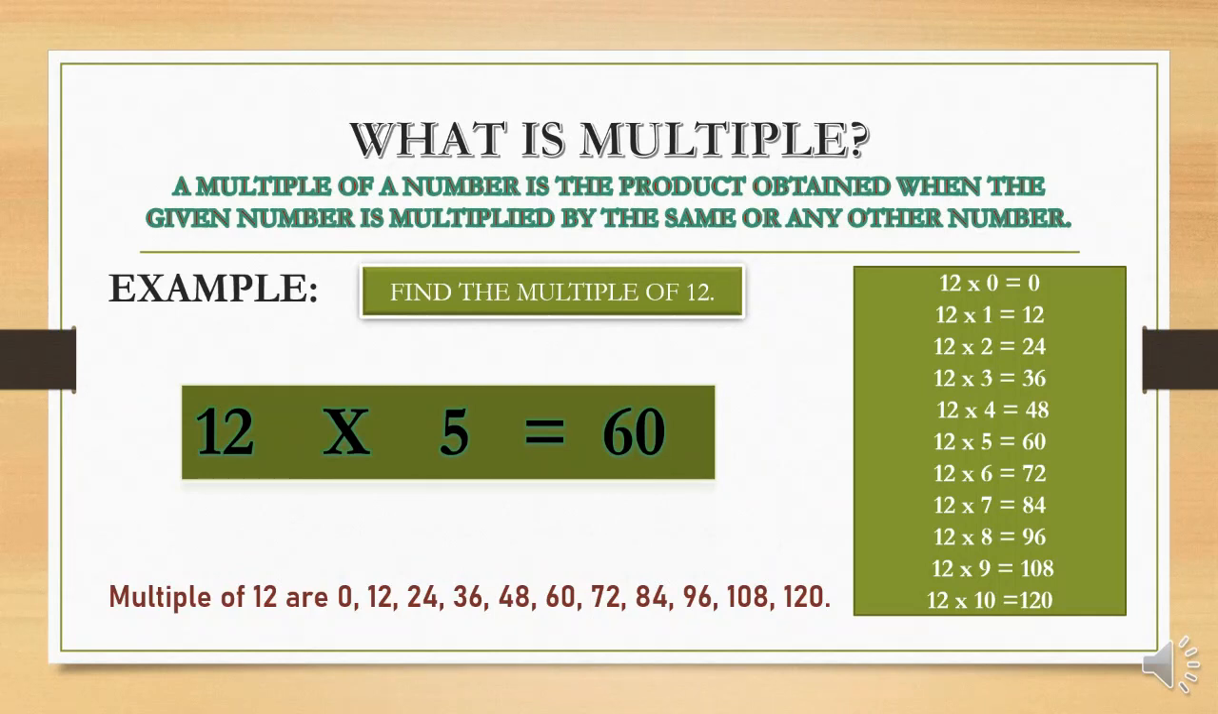As an example, let's find the multiples of 12. It's easy. When you multiply 12 with 0, 1, 2, 3, 4, 5, 6, 7, 8, 9, 10 and so on, we get 0, 12, 24, 36, 48, 60, 72, 84, 96, 108, 120 and so on as the products. So here the products obtained are nothing else but the multiples of 12.